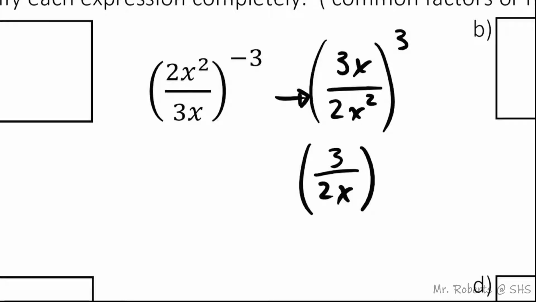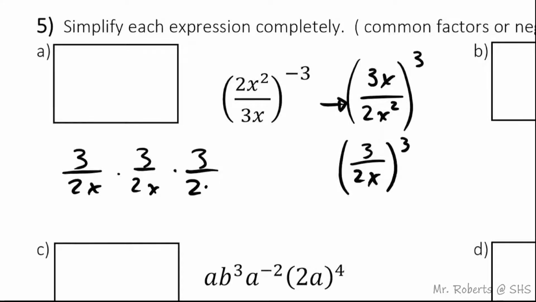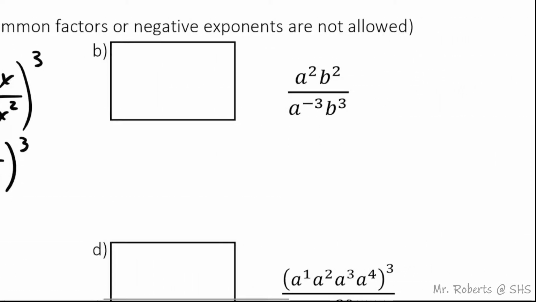So clean that up a little bit, and now I just need to cube this thing, which means multiply it by itself. If I'm uncomfortable or unsure, I might write it out. 3 over 2x times 3 over 2x times 3 over 2x. In my numerator, I've got 3 times 3 times 3, which is 27. And in the denominator, I have 2x, 2x, 2x. 2 times 2 times 2 is 8. And I have 3 factors of x, so 27 over 8x cubed. For b, let's see here.